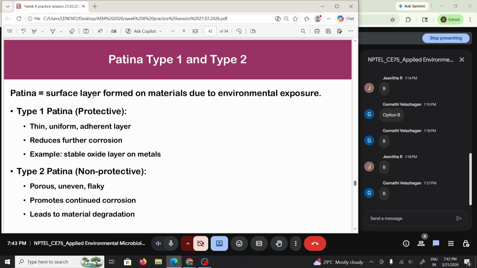The next term is patina type 1 and type 2. Patina is a surface layer that forms on materials due to environmental exposure. Type 1 patina is thin, uniform and adherent, and it reduces further corrosion. For example, it's like a stable oxide layer on metals, a protective layer. Type 2 patina, unlike the first one, is non-protective: it is porous, uneven and flaky, and it promotes continuous corrosion of the material and finally leads to its degradation.